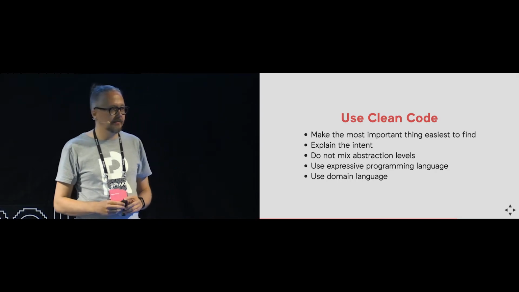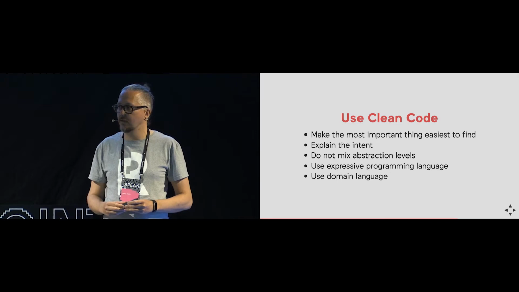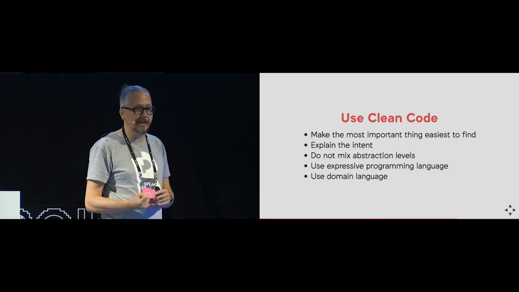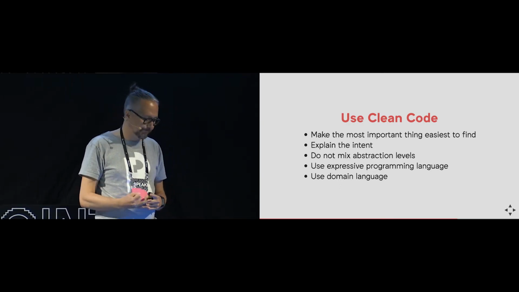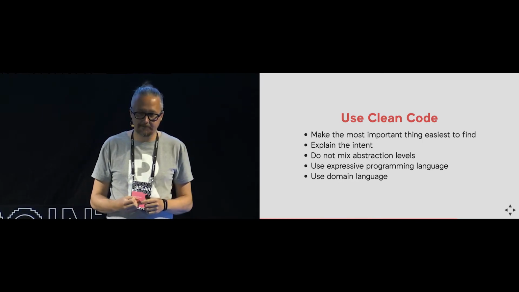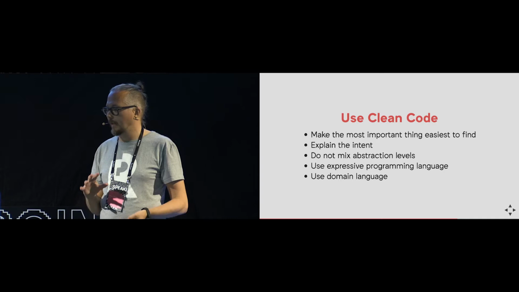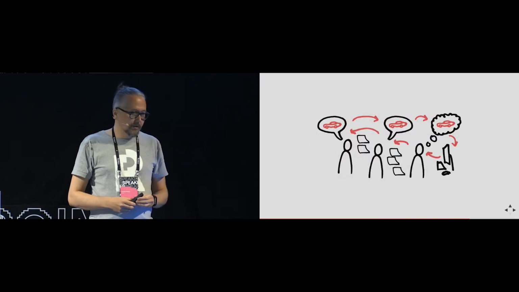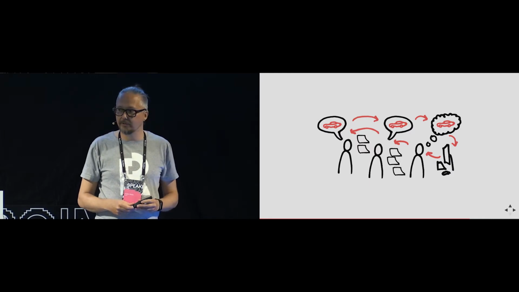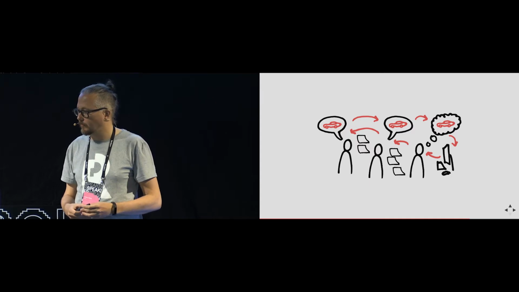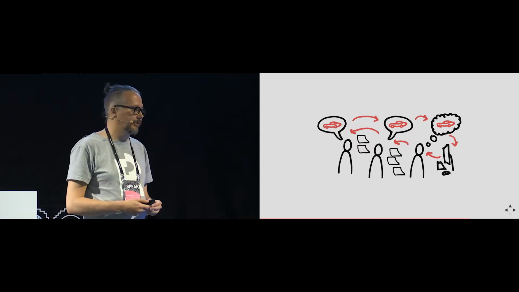So, quickly recap this. These are my picks from Robert C. Martin's Clean Code. Make the most important thing easy to find. The first thing is you need to know what's the most important thing. Explain the intent in the code. Do not mix abstraction levels. Use an expressive programming language if you can. And then use domain language, the actual language in which you're giving value to customers. When you are doing this, you are able to answer your project manager what's happening in your code, what's the intent, and then he or she might be able to tell the customers what was our corner case in that case.